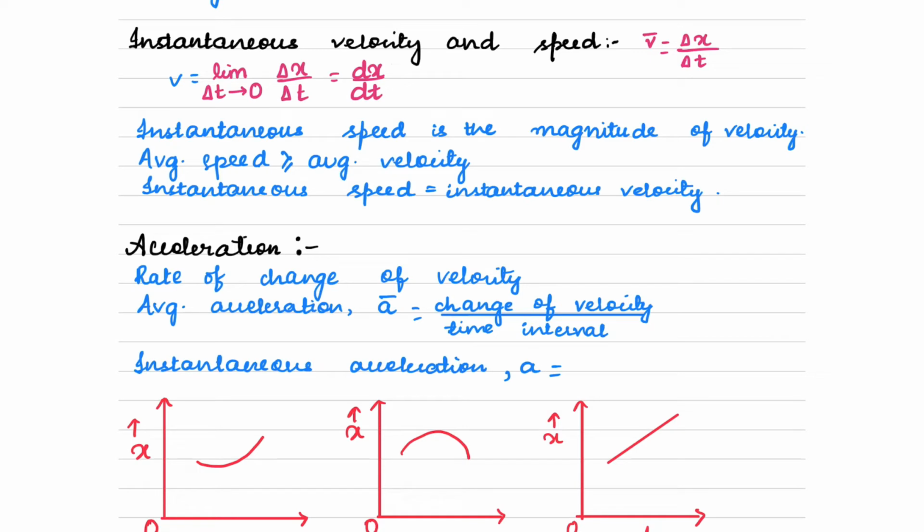Instantaneous speed is the magnitude of velocity. If the velocity is minus 10 km per hour, the instantaneous speed is 10 km per hour. It is always positive, so we take the magnitude only, we do not consider the signs. As speed is always greater than or equal to velocity, average speed is also greater than or equal to average velocity, because average speed is always positive, while average velocity can be positive, negative or zero. And instantaneous speed is always equal to the magnitude of instantaneous velocity, because we are finding the speed or velocity at a particular instant of time.